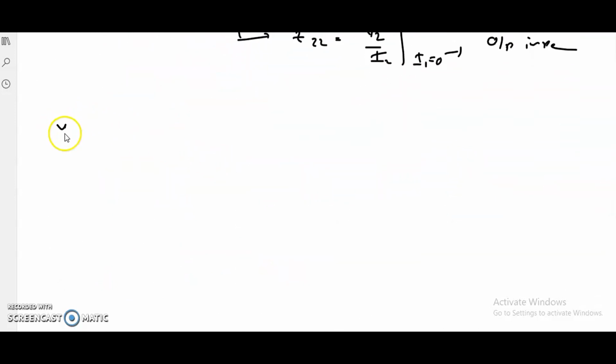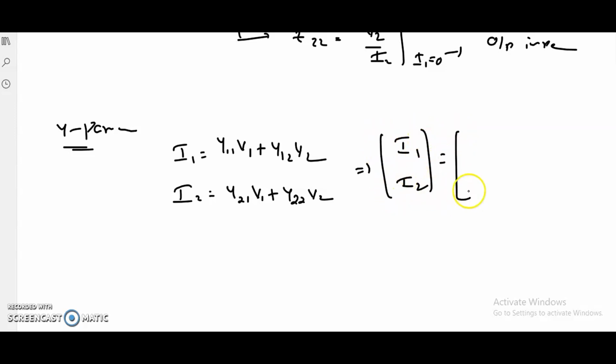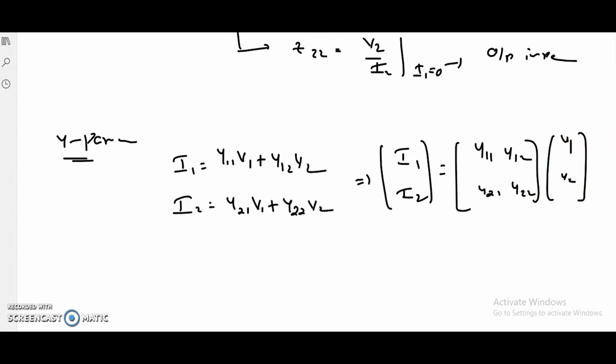So after the Z parameters, the next one is the Y parameters. So the Y parameter equations are I1 is equal to Y11 V1 plus Y12 V2, and I2 is equal to Y21 V1 plus Y22 V2. And if you want to represent these equations in the matrix format, then it just looks like this: Y11, Y12, Y21 and Y22, and here it is V1 and V2, right? So it is the expression for this one.